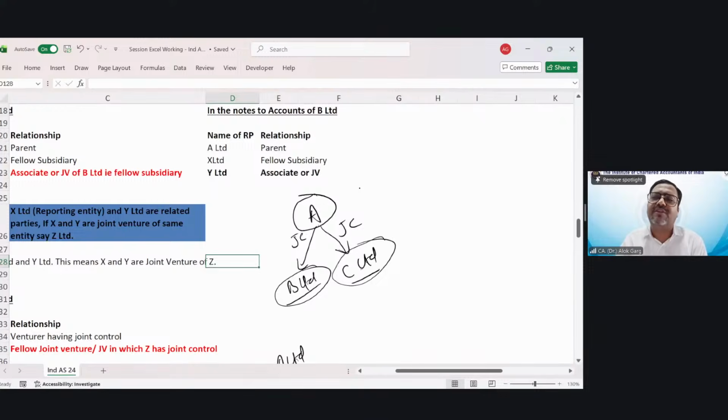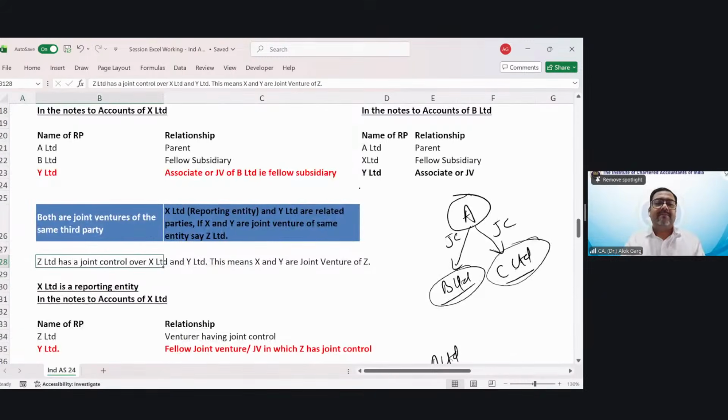They are the fellow venturer. So they are the fellow joint venture. Okay. Now another example. Z Limited has a joint control over X and Y. This means X and Y are the joint venture of Z.